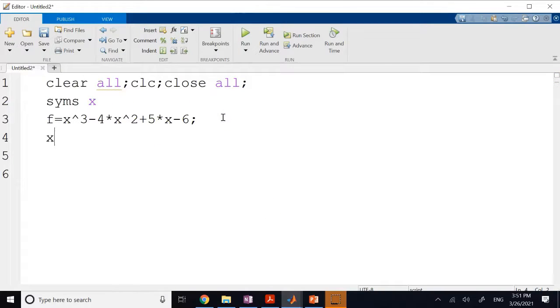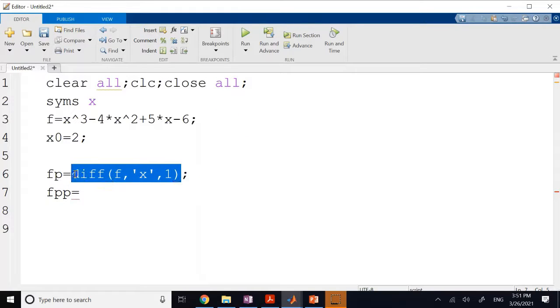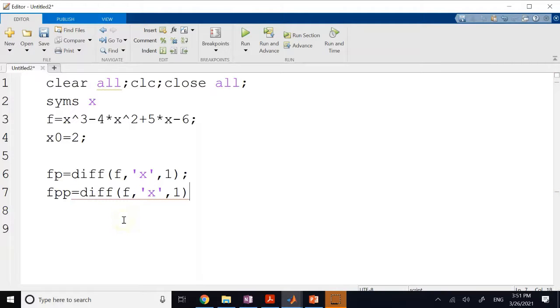Now, I also have a specific point x naught equal to 2. Now, I want to find the radius of curvature of this function at that point. So what do I do? First, I say f prime is equal to diff of f and x, correct? And once. This is that y prime, right? And then f double prime is what? The second derivative of f with respect to x, correct? If you want, I can call it y prime, doesn't matter. So y prime, y double prime.